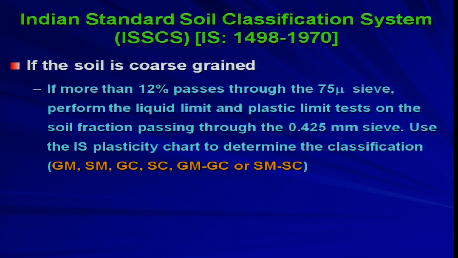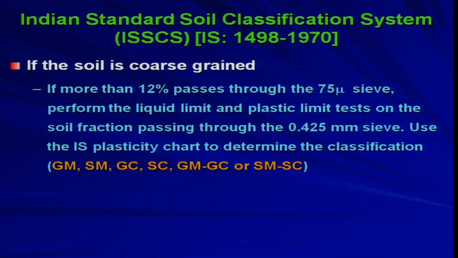If your fine content in the coarse grained soil is more than 12%, then the fine content will participate in the property determination of the coarse grained soil. That means you may get some plasticity or some kind of fine grained soil property. So, you need to perform the liquid limit as well as the plastic limit test, and go back to the IS plasticity chart to determine the soil symbol. The symbol could be GM, SM, GC or SC.